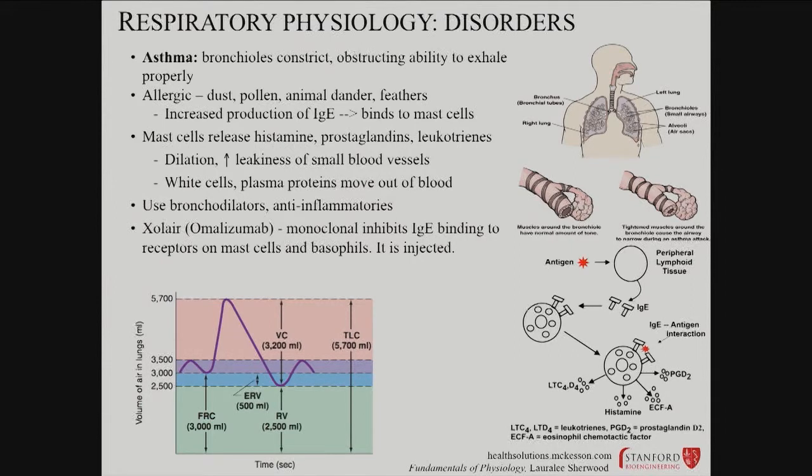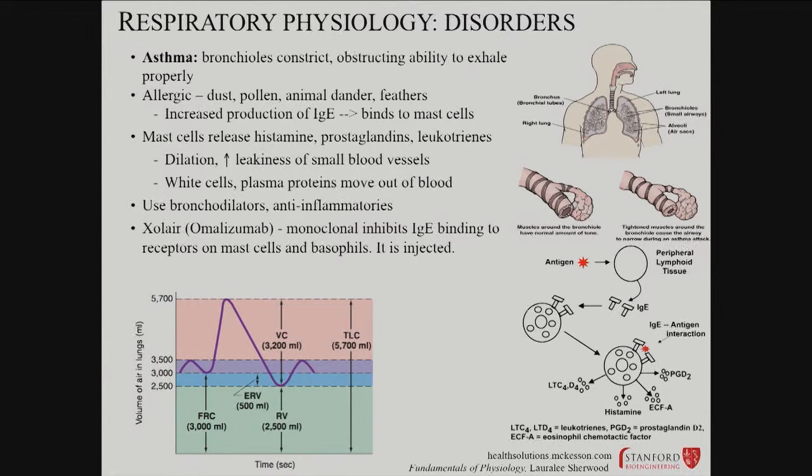And asthma. Delving into that in a little more detail, the basic problem there is a constriction of the bronchioles, obstructing proper exhalation. The acute precipitants, you've got pollen, an allergic type response that can exacerbate it. It triggers mast cells, immune cells that respond to allergens, and they release chemical messengers that lead to leakiness of small blood vessels and constriction of bronchioles as an active response.